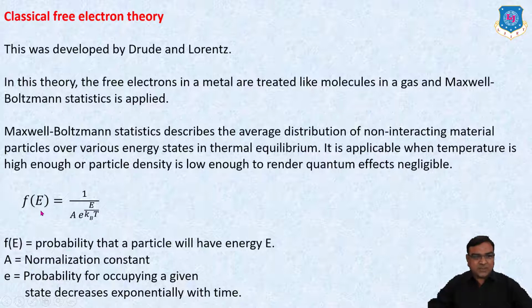So the function f(E) is equal to 1/A times e raised to minus E by kB T, where f(E) means function of E, that is, the probability that a particle will have energy E. A is the normalization constant, and the probability for occupying a given state decreases exponentially with energy.